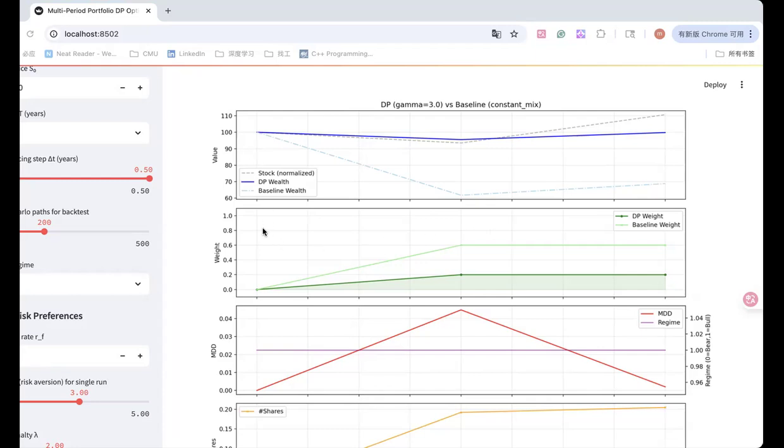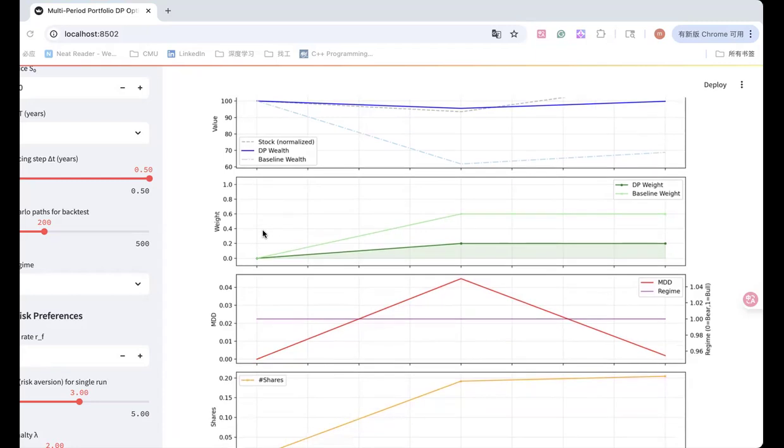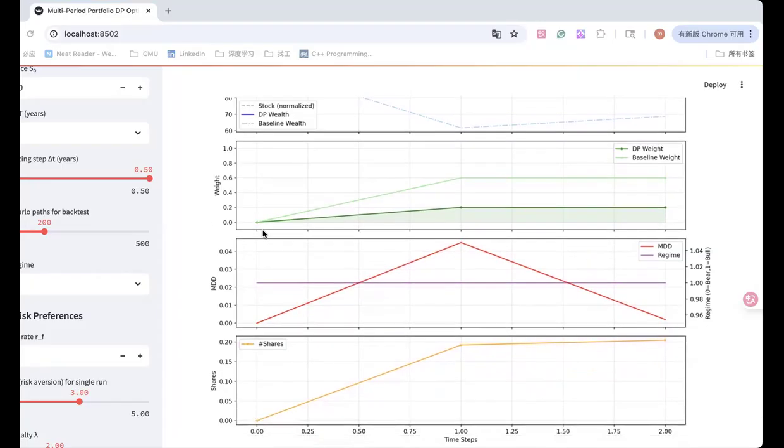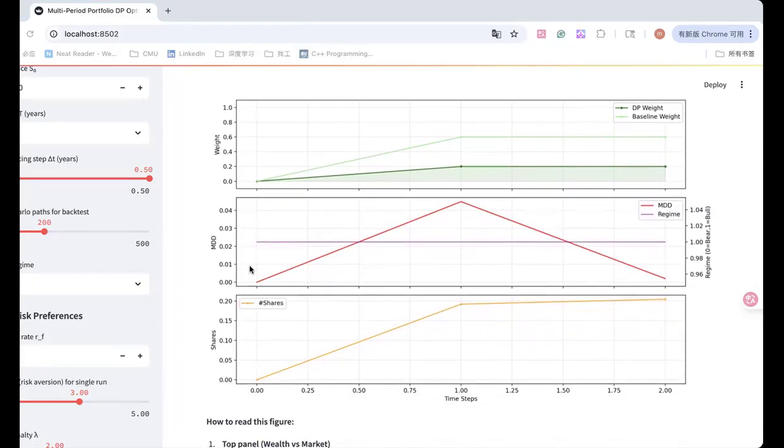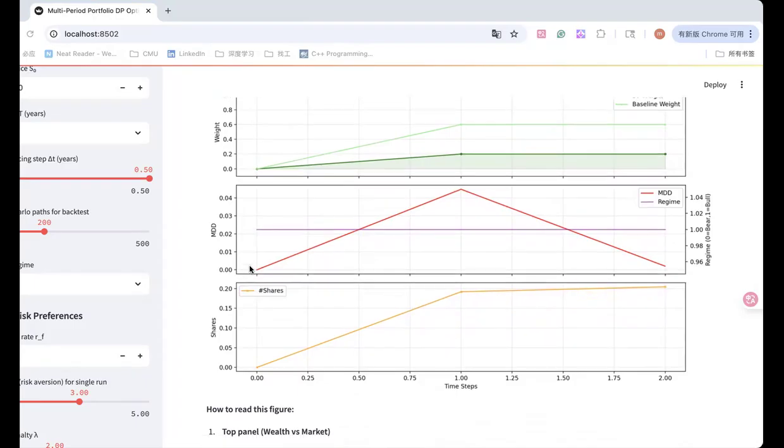The second panel shows the stock weight over time, directly read from the DP policy table, and the baseline weight is overlaid so you can see how the optimal policy reacts differently. The third panel checks maximum drawdown in red and the regime path in purple, and this ties back to the MDD penalty in the utility and the regime-switching market model.